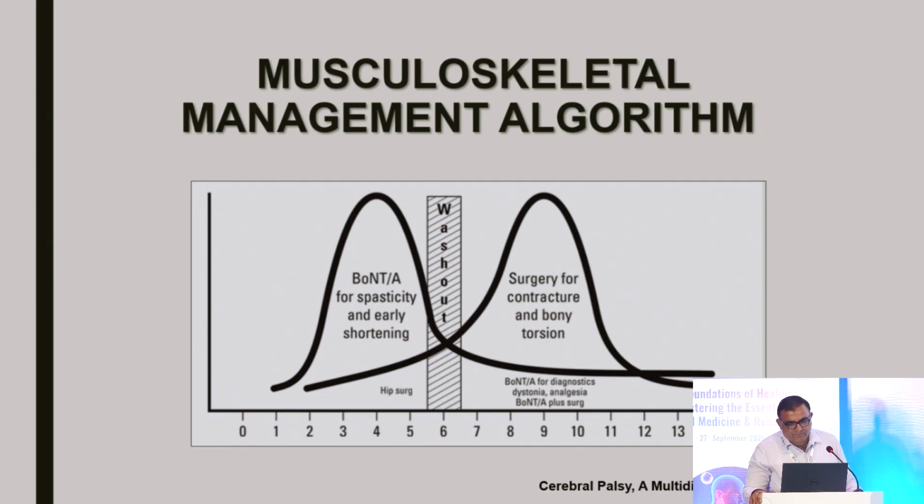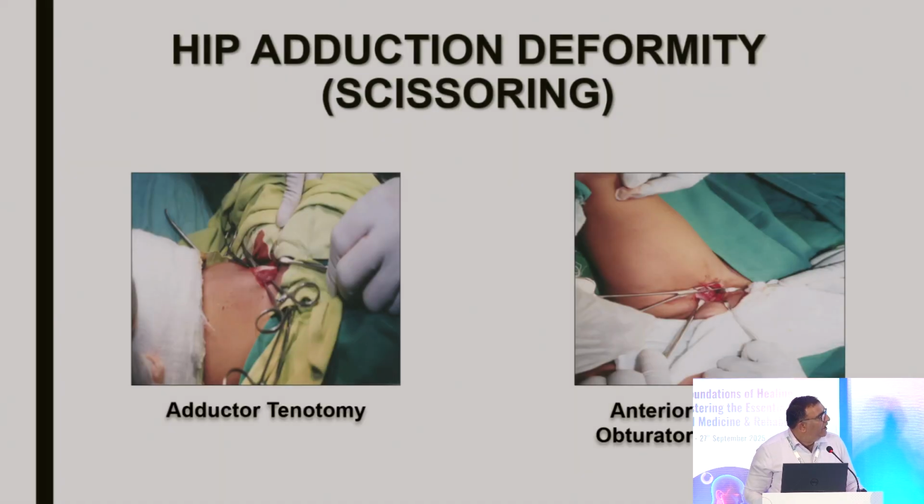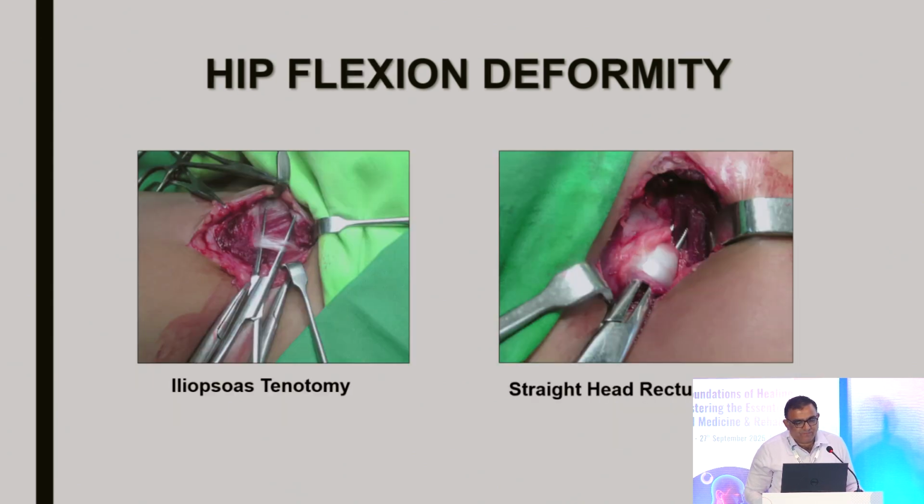Now I don't do bony surgery, so I'll just show you some slides of the soft tissue surgeries which I commonly do. For hip adduction deformity or scissoring, we do something called adductor tenotomy. One more procedure is anterior division of obturator neurectomy, which is given in all textbooks. I personally have not done this, and I have not seen anybody doing this also, because it just cuts off all the adductors, the hip adductors.